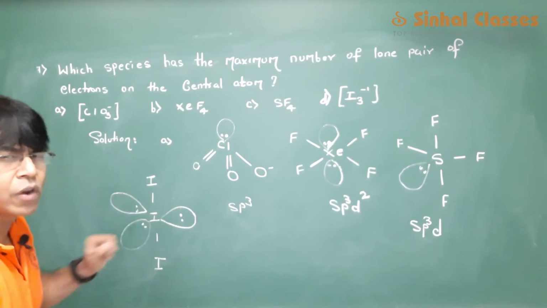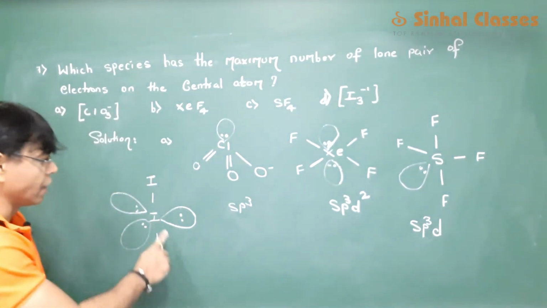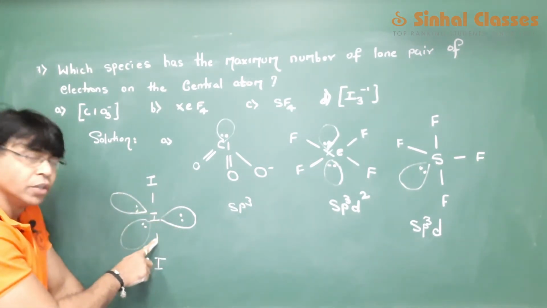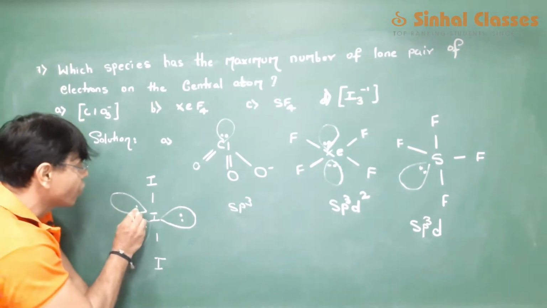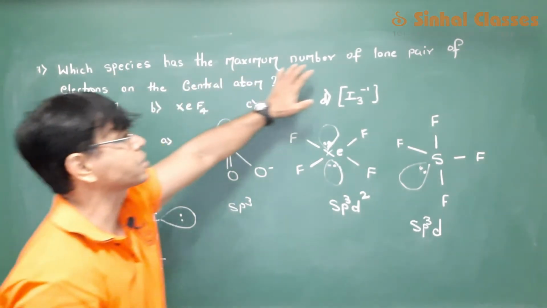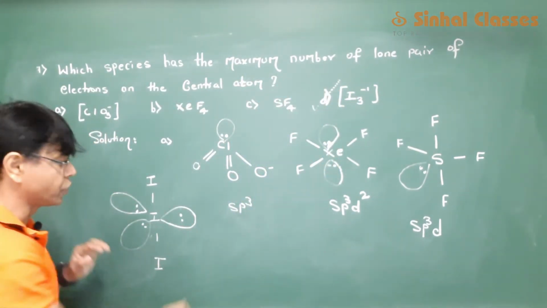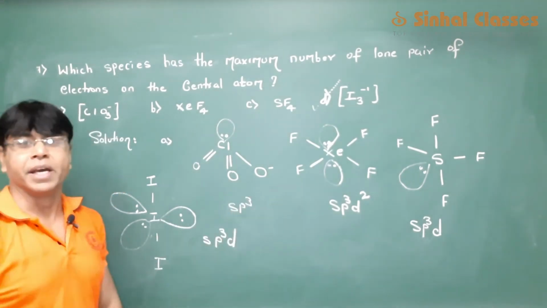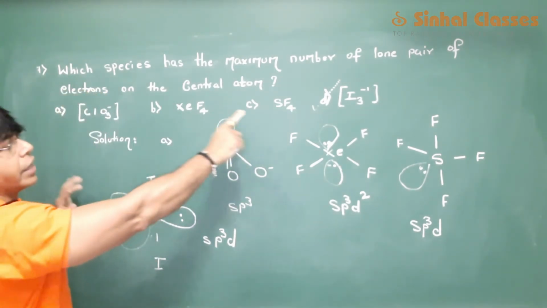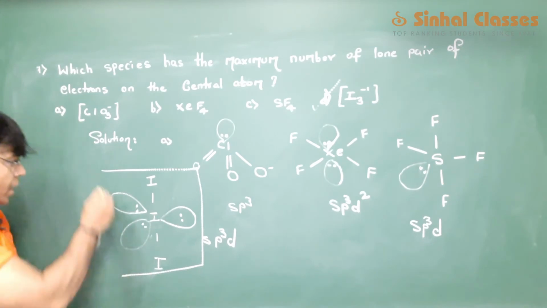Now how did I come to know there are 3 lone pairs? See, I has 7 electrons in its outermost shell. When you start drawing the Lewis structure, you will realize the total number of electrons involved. So from that I got 3 lone pairs on the central atom I. So which one has the maximum number of lone pairs? It is I3 minus, which is also sp3d hybridized. So your answer for question number 7 is D, and that is this.